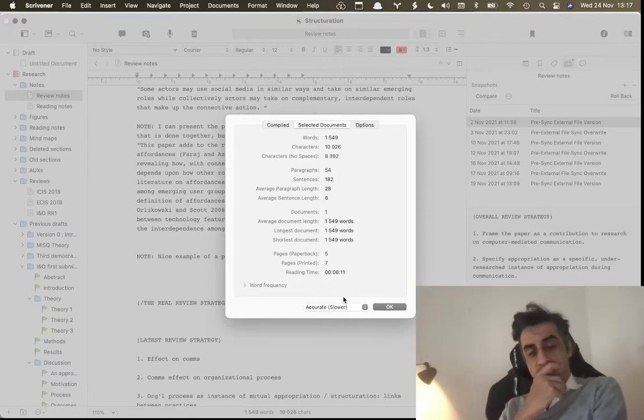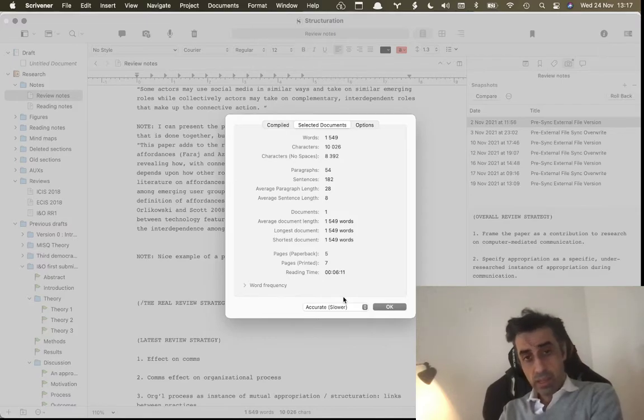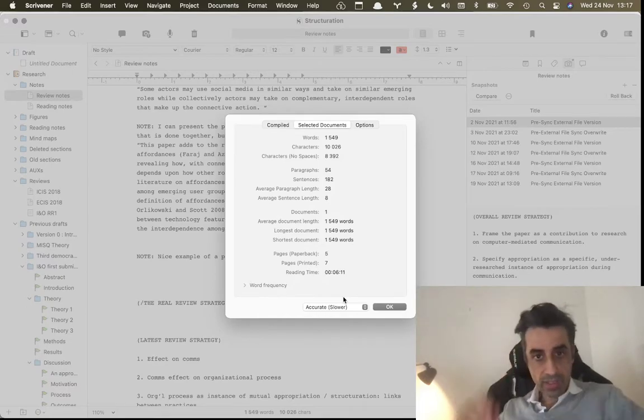Now, if you go look at these numbers, you'll see that many of these are numbers that are used for readability. So if you don't want to go to Hemingway or Grammarly and do a readability index, you can look at these numbers, right? So longer paragraphs, more complex; longer sentences, more complex. Ratio between sentences and paragraphs, and also reading time.